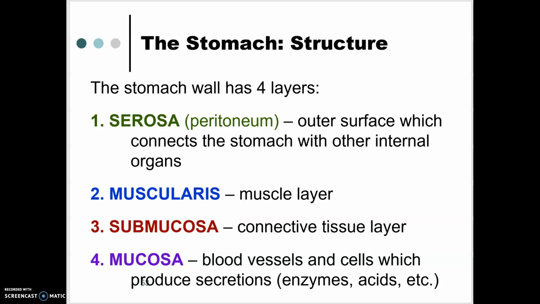What's going to connect the muscularis to the mucosa is this layer of submucosa, which is connective tissue. And then finally we get the mucosa, which is right on the inside. This is the part where we're going to have our blood vessels. This is where we're going to have our glands. This is where we're going to produce our secretions, and also maybe a tiny bit of absorption.